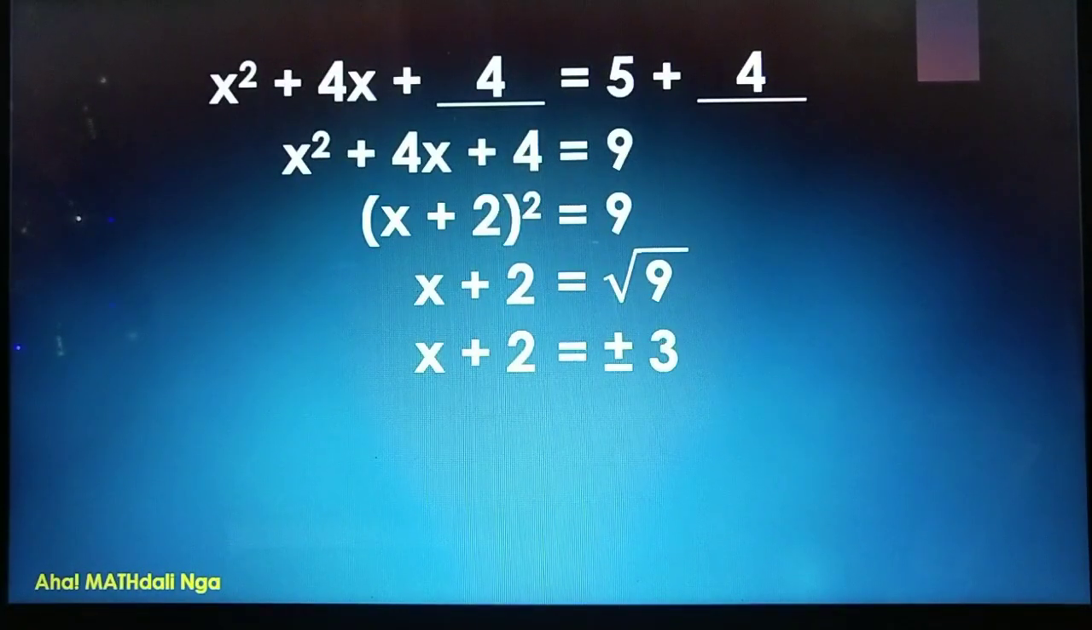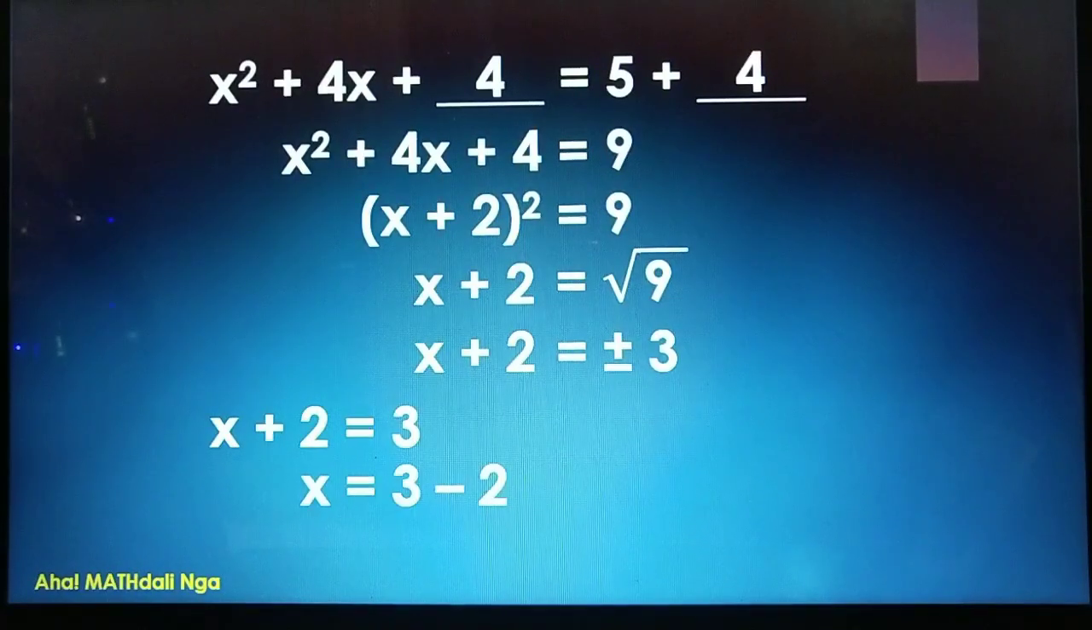Let's find out the values of our x. First, we will use positive 3. So we have x plus 2 equals 3. Then, we will have to combine like terms. x is equal to 3 minus 2. Positive 2 becomes negative 2 when you transfer it to the other side of the equation. So our x is equal to positive 1. That is one of the values of our variable x in the equation.